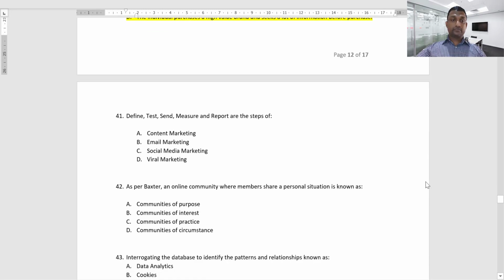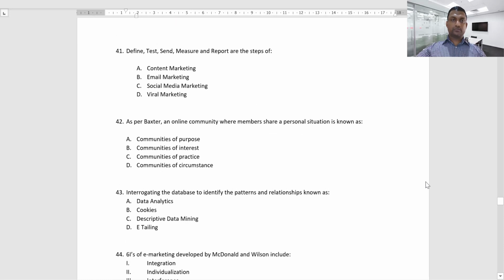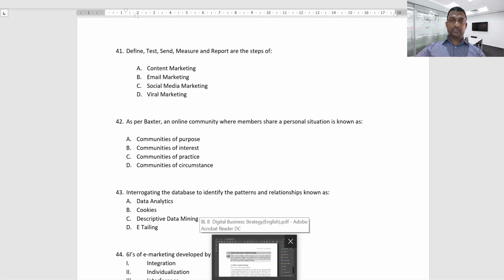Now let's look at question number 41. Define, test, send, measure, and report are the steps of. So these steps are used in email marketing. So let's see how these steps are explained in email marketing, and then come back to the question.